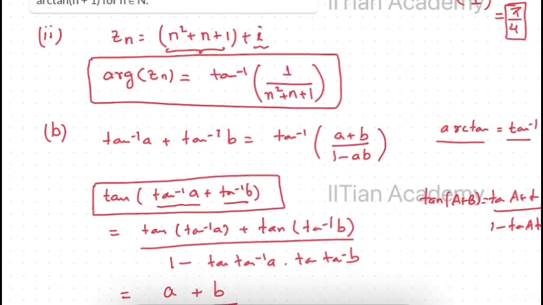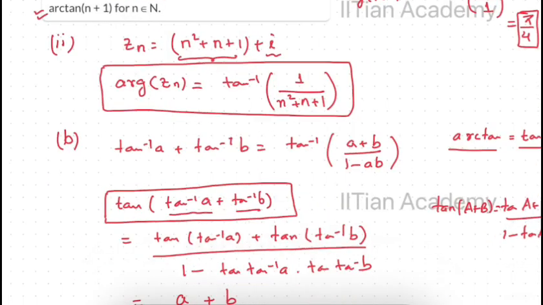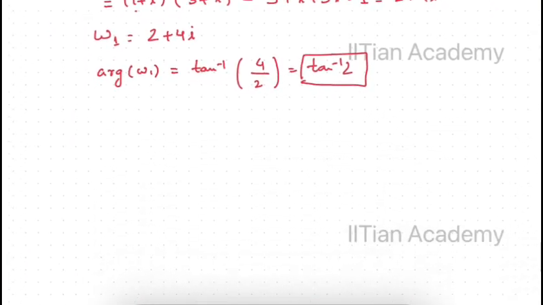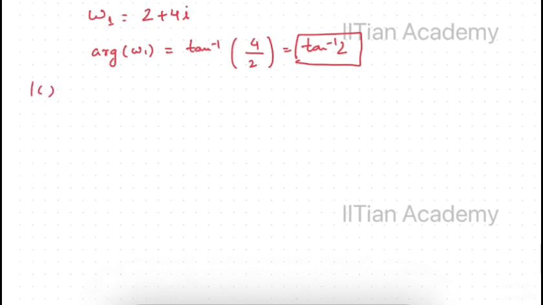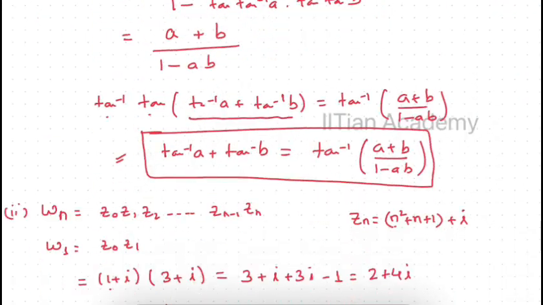Now in the last part, we have to use mathematical induction, where we have to prove that the argument of Wn is equal to tan inverse of (n plus 1). So in part C, the argument of Wn needs to be proved as tan inverse of (n plus 1). We have to prove this for all n belonging to the natural numbers using mathematical induction.